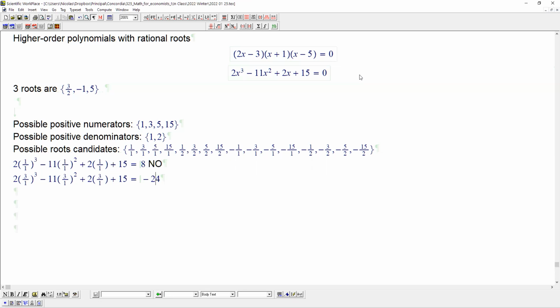-24. No, that's not it. Oops. 5. Zero. I found one. Yes, that was it. That was here. So now I know I've checked this, and I found one.